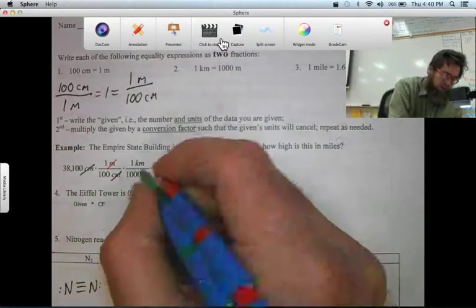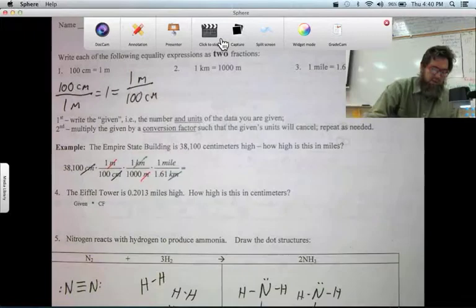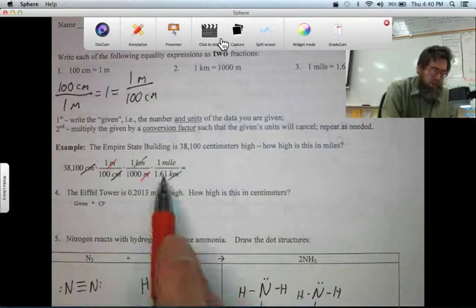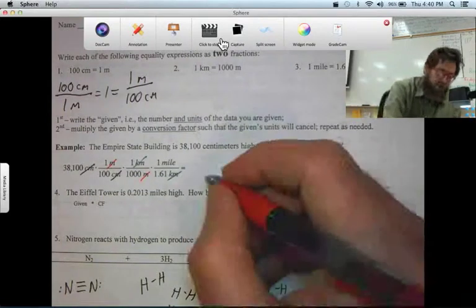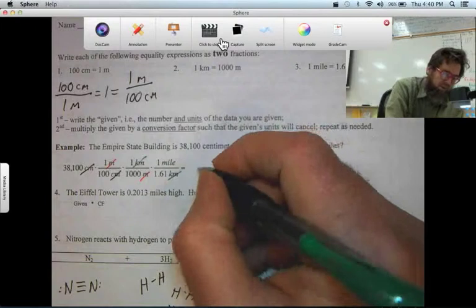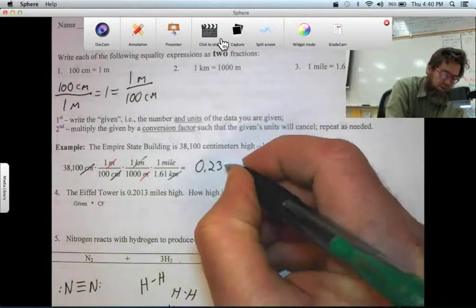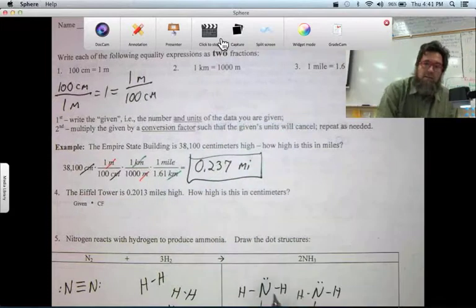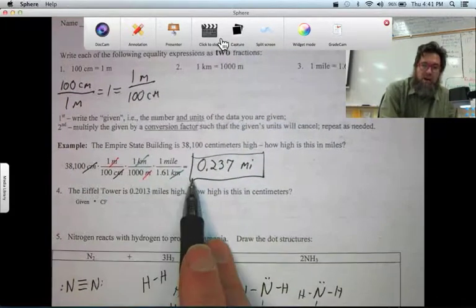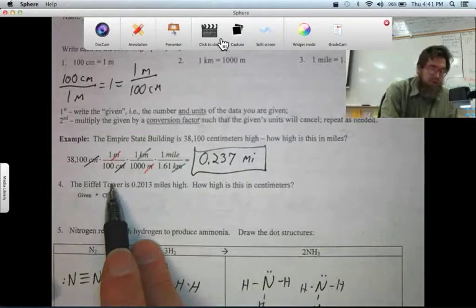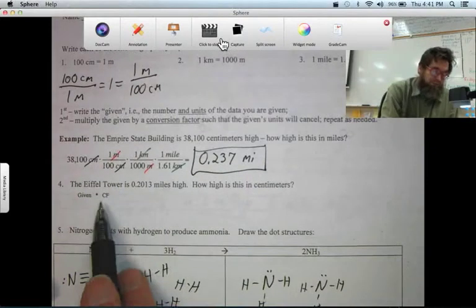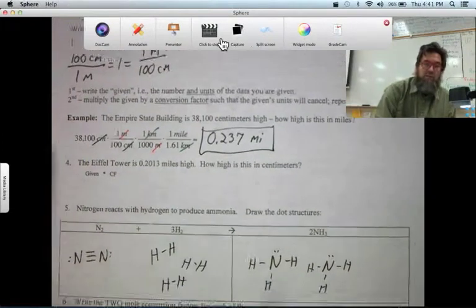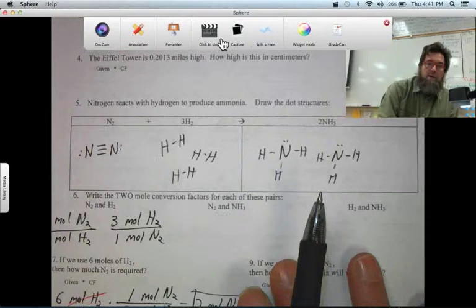Well, get out of kilometers into miles, and then we just multiply the numbers, and we get the number of miles. Rounding to the correct number of sig figs, that comes to 0.237 miles. And that is our answer. Given times conversion factor. We can also do the inverse, and we can convert from miles to centimeters, once again, by stringing conversion factors. But I want to get to mole-to-mole conversions.